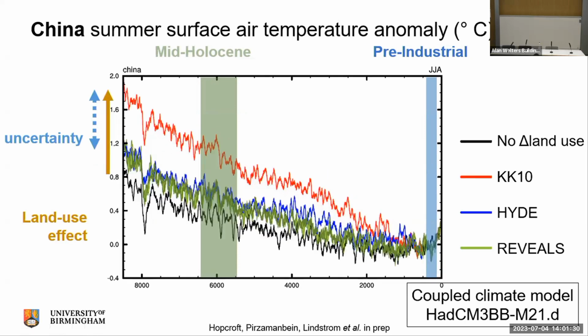And we get a similar picture over China, albeit slightly smaller magnitude. So you can see that potentially land use has this really quite big effect in some areas, especially Europe, but also in this part in China. But you can also see, as I've labeled, there's quite a bit of uncertainty here.